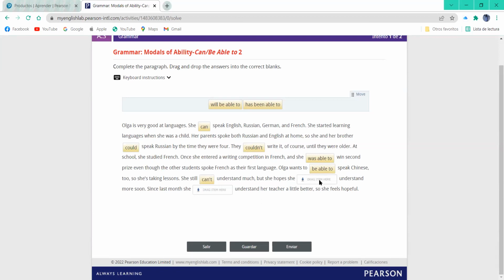Esperamos, dicen, ¿no? Y cuando es una esperanza para el futuro, right? Yes, hope she will be able to understand. Esperamos que ella pueda entender, right? En el futuro. More soon. Since last month, desde el mes pasado, she has been able to understand. Ella ha sido capaz de entenderle a su profesora a little better. Un poco mejor. So she feels hopeful.